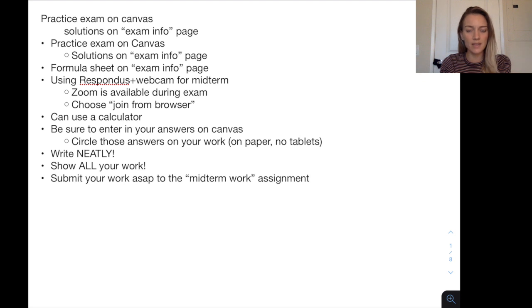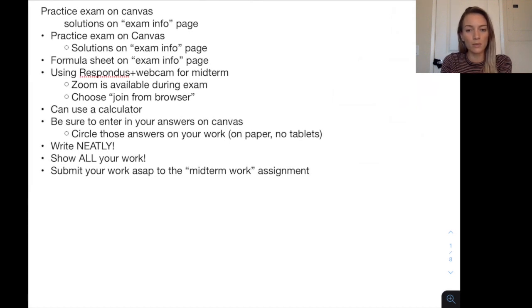So there is a practice exam on Canvas. The solutions will be on the exam info page. You'll also be able to find the formula sheet on the exam info page. This formula sheet is what you'll have on the exam. If you want to print it out beforehand and take a hard copy with you to the exam, that's totally fine. There'll also be an exam formula sheet within the exam.